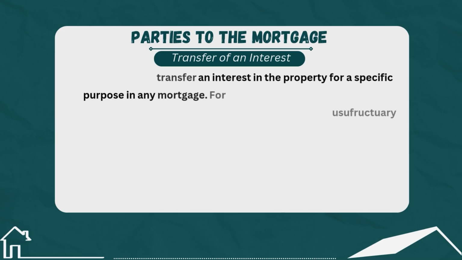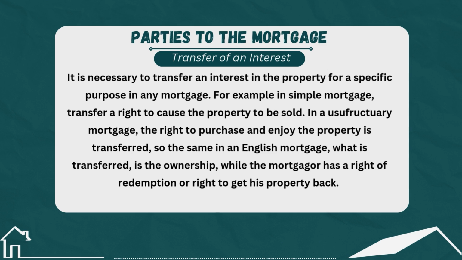Number three is the transfer of an interest in an immovable property. It is necessary to transfer an interest in the property for a specific purpose in any mortgage. For example, in a simple mortgage, the right to cause the property to be sold is transferred. In a usufructuary mortgage, the right to possess and enjoy the property is transferred. In an English mortgage, what is transferred is the ownership, while the mortgagor has a right of redemption, or the right to get back the property from the mortgagee.